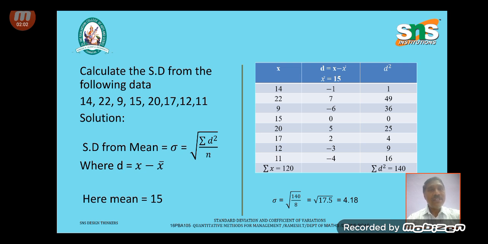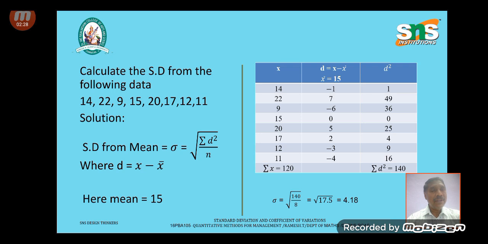In this individual series, the average value is 15. That means the sum of all the data divided by the number of data. There are 8 data given, so the sum of all the data divided by 8 is equal to 15. Now we calculate the d values. First we write the x value, which is the given data, and d is x minus x bar.